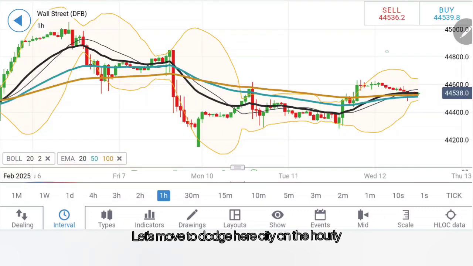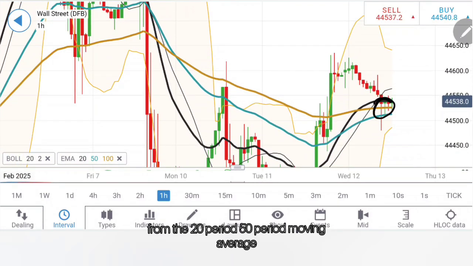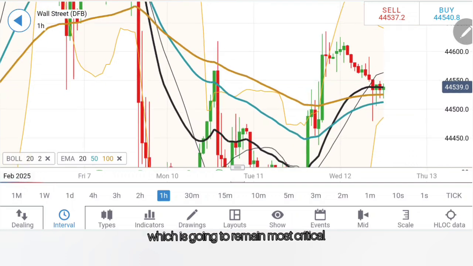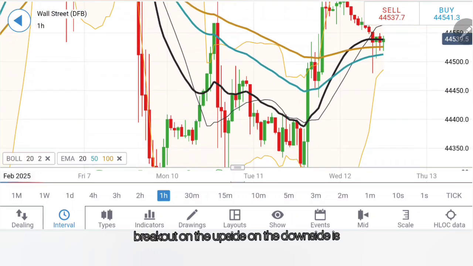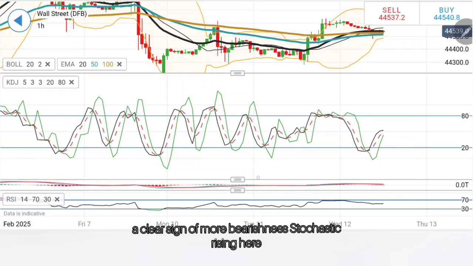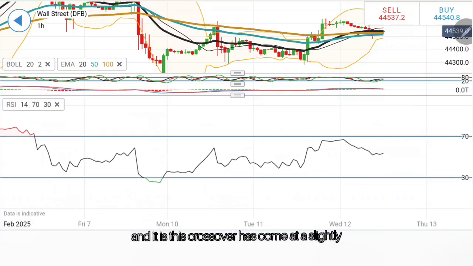Let's move to Dow Jones. US30 on the hourly chart has retraced. It has taken the support from the 20 period, 50 period moving average. It has to just trade now above the 44,500, 44,600 zone. This is the zone which is going to remain most critical, and thus you have to watch out how it behaves in this complete zone. Any breakout on the upside or on the downside is a clear sign of more bearishness. Stochastic rising here. The MACD has crossed over for a sell, and this crossover is covered at slightly lower levels. RSI has dropped as well.